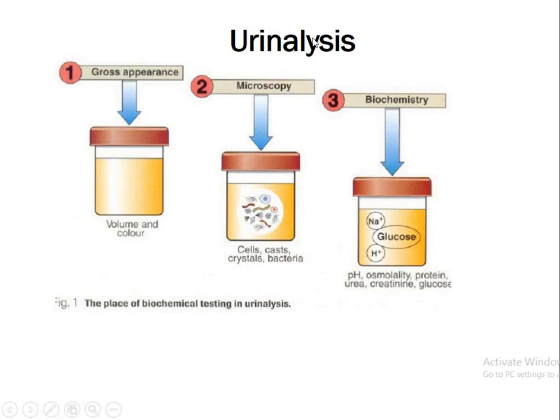Now, when we are doing the urine analysis, one is the gross appearance. Normally straw colored urine is there, but in certain situations the urine color may change, like in case of jaundice the color of the urine changes, and it may also be red in color when there is hematuria.